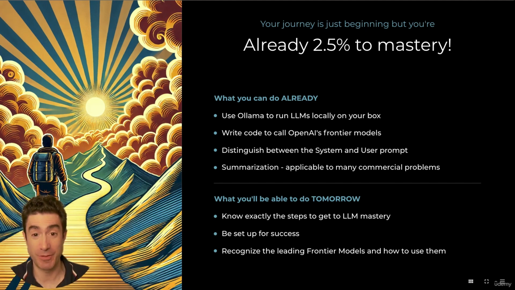As a quick recap of what we got done at the very beginning, seems like an age ago, we used Ollama to run LLMs, open source LLMs, locally on your box, running them to generate content. Then we set up the environment, and then we used OpenAI in the cloud to make a call to frontier models, to GPT-4o Mini was the model we used to generate text there.